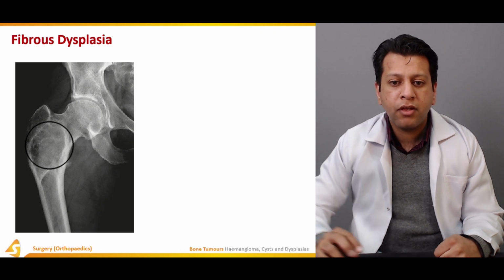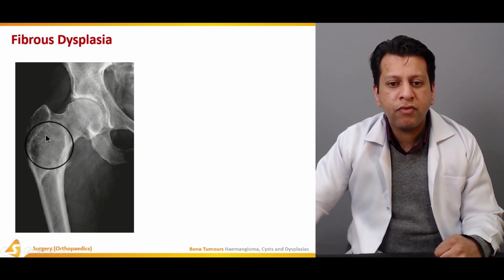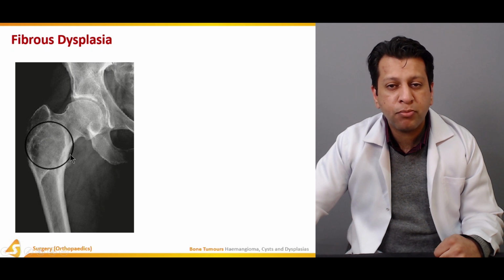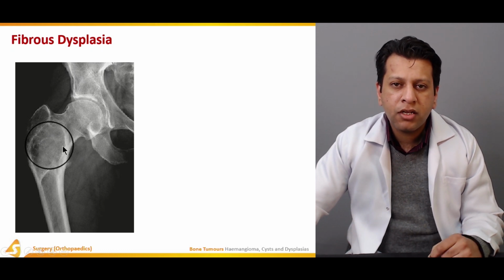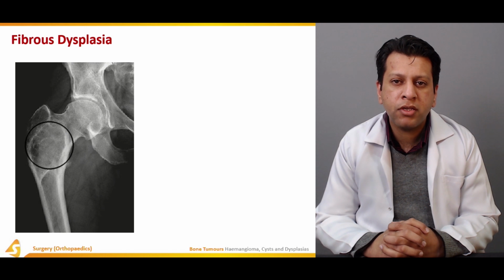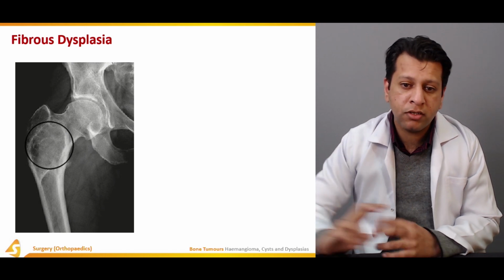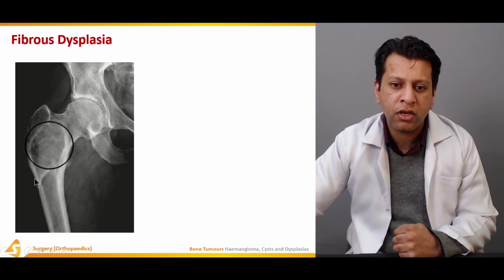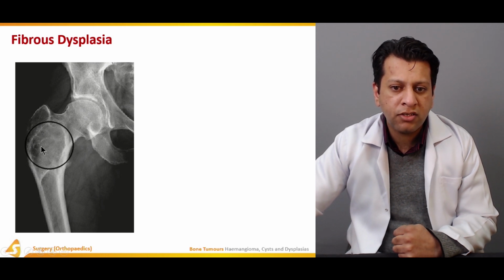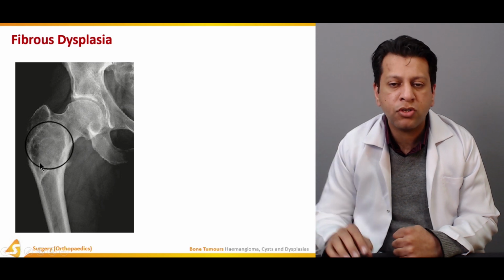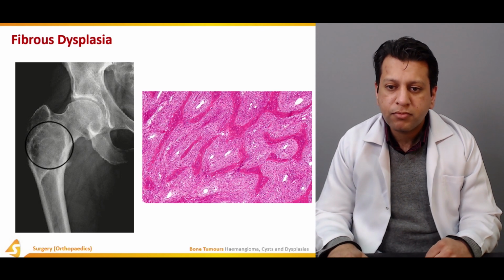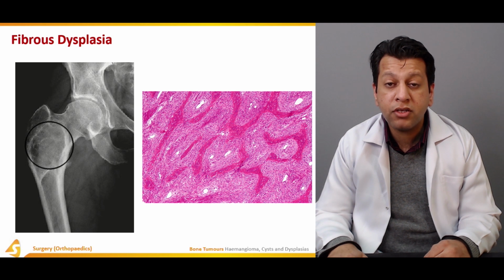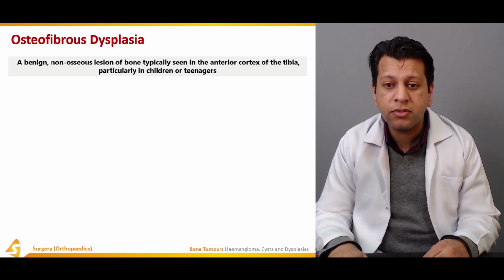If you see, usually the involvement is of the metaphysis, especially in the proximal femur, but the classical presentation of fibrous dysplasia is called ground glass appearance. If you see this lesion, it is well contained with a sclerotic rim around it, which means that the lesion has been contained and it's benign. But it has a hazy appearance over here, and this is called ground glass appearance. On the right side, you can appreciate the histopathology of the fibrous dysplasia.